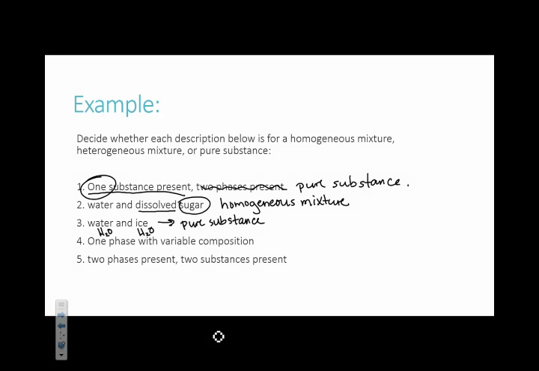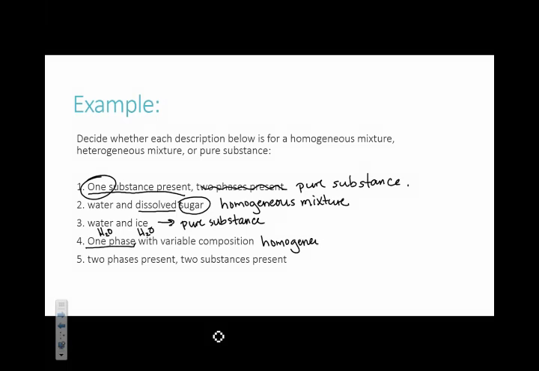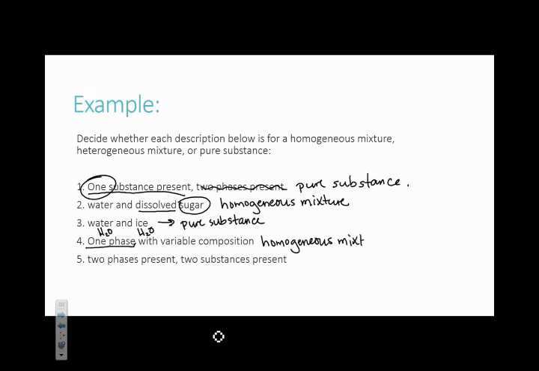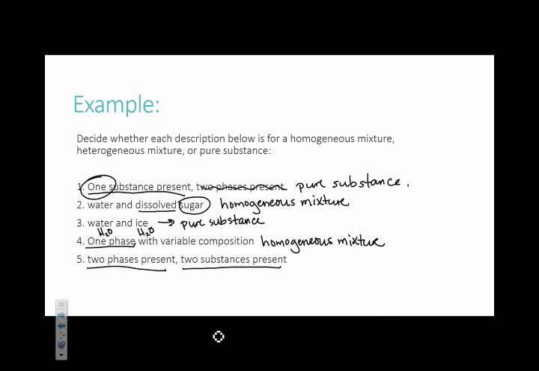Number 4 tells me I have one phase with variable composition. Well, we know that pure substances have constant composition, so it can't be a pure substance, it has to be a mixture. To decide between a homogeneous and heterogeneous mixture, it tells me there's only one phase here, which tells me it must be a homogeneous mixture. The last one, 2 phases present, 2 substances present. The 2 phases present and the 2 substances present, that combination must be a heterogeneous mixture.